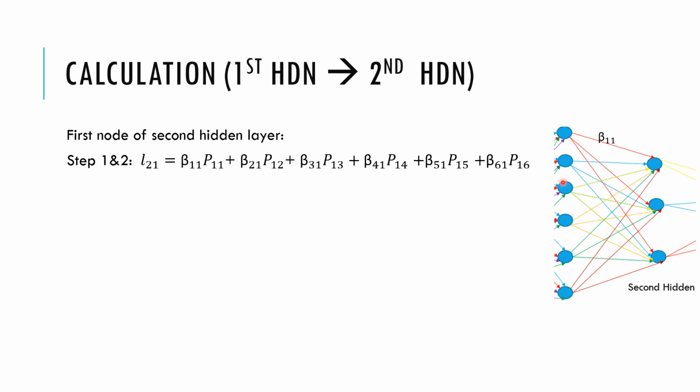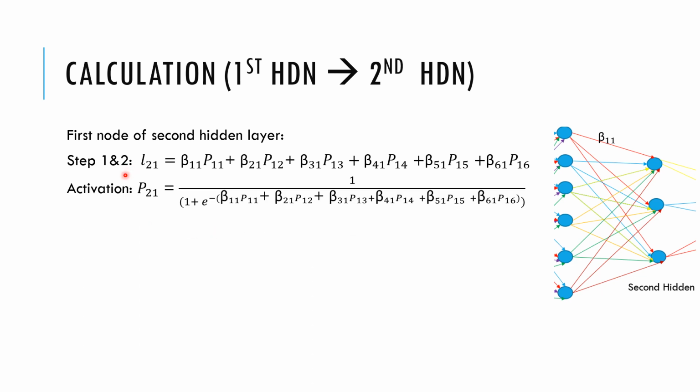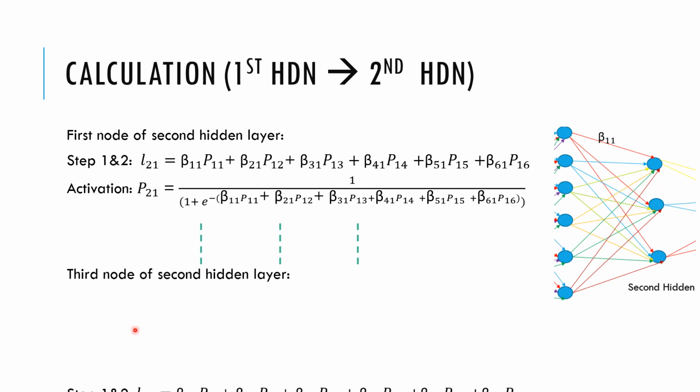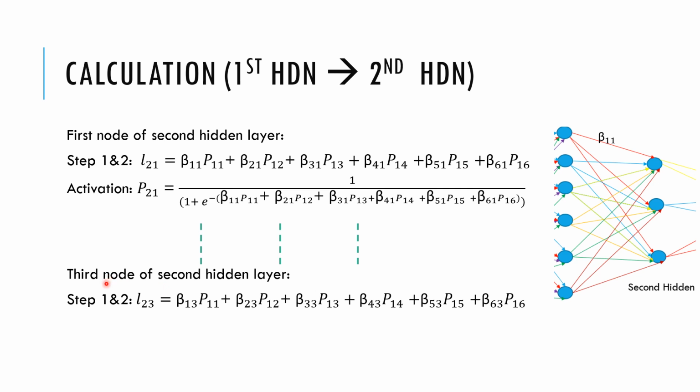So again, we add all of them, and we calculate the activation function using the sigmoid function, right? I've not shown all three values here, just the first node and then the last node. You will do the same thing for the third node of the second hidden layer, which is this. What we are doing is taking the respective weight, multiplying it with the value, and then adding them together.